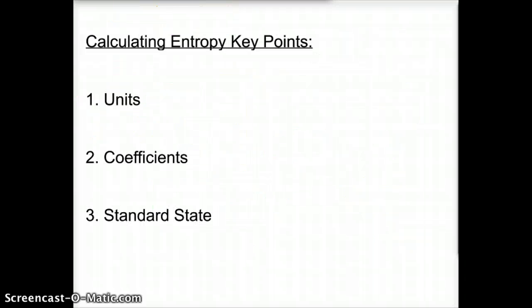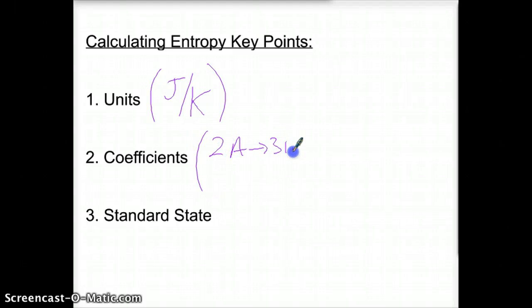A few key points that you need to know about calculating entropy. Number 1, the units. The units for entropy are always going to be joules per Kelvin. Coefficients. What do I mean by this? I mean, when you have an equation like 2A going to 3B, if you're calculating the entropy of the reaction, don't forget to multiply the coefficients in there. Otherwise, that's the easiest way to make a silly mistake.